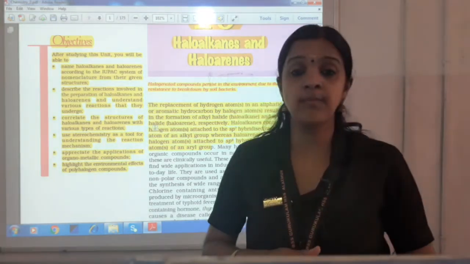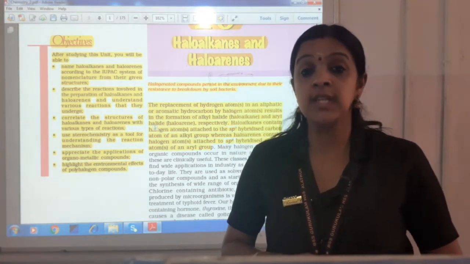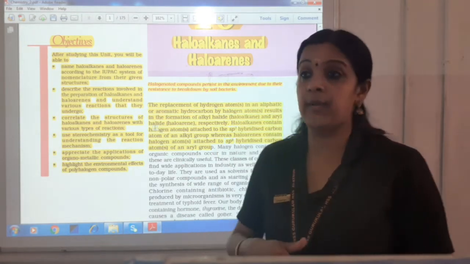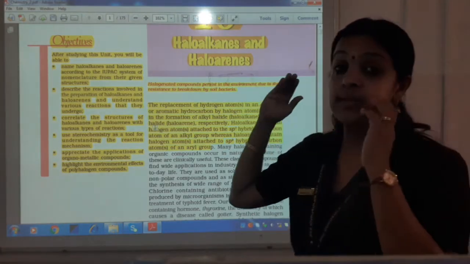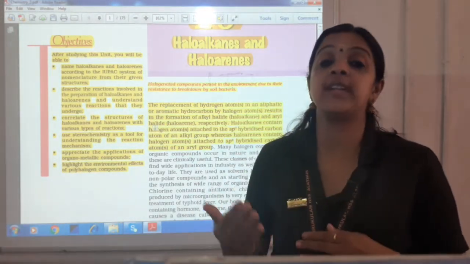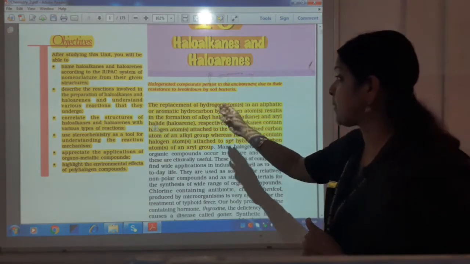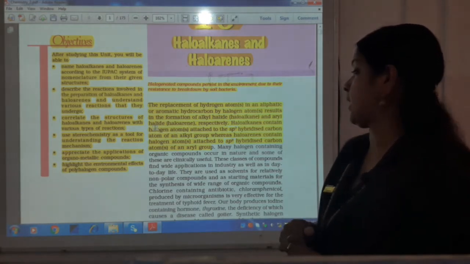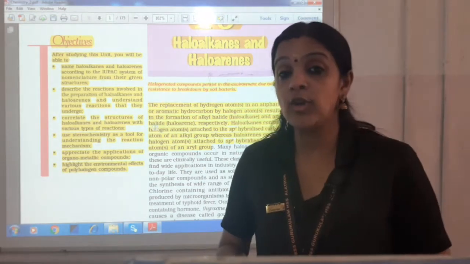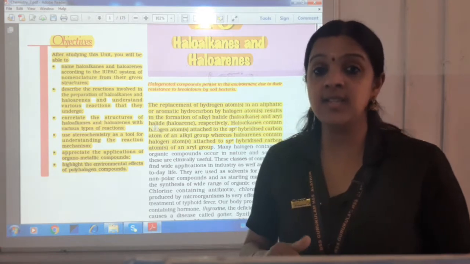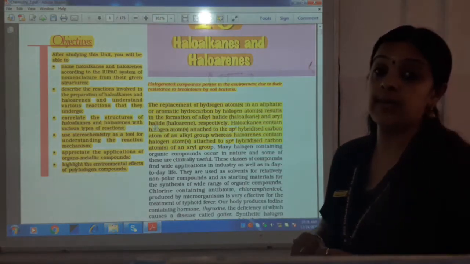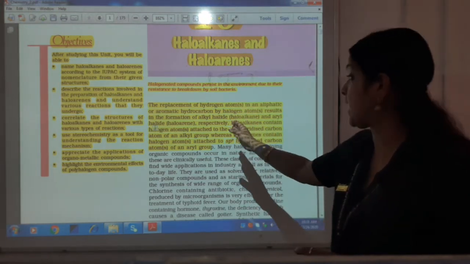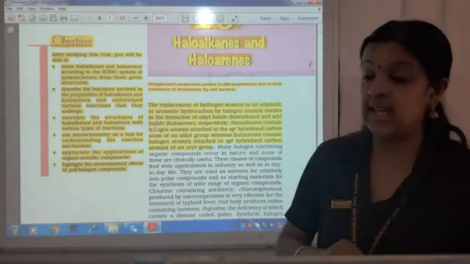Halo is the name which you have come across with the halogen group family, that is our 17th group family. Now when a halogen is bonded with an alkane, you call it a haloalkane. It is the replacement of a hydrogen atom in an aliphatic or aromatic hydrocarbon. When it is an aliphatic hydrocarbon, you call it haloalkanes, and when it is an aromatic hydrocarbon, you call it haloarenes. It results in the formation of alkyl halide and aryl halide.